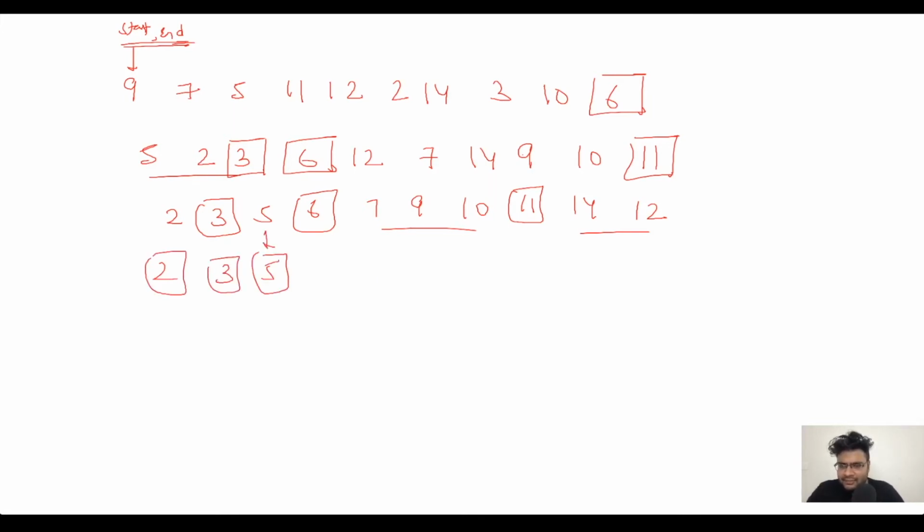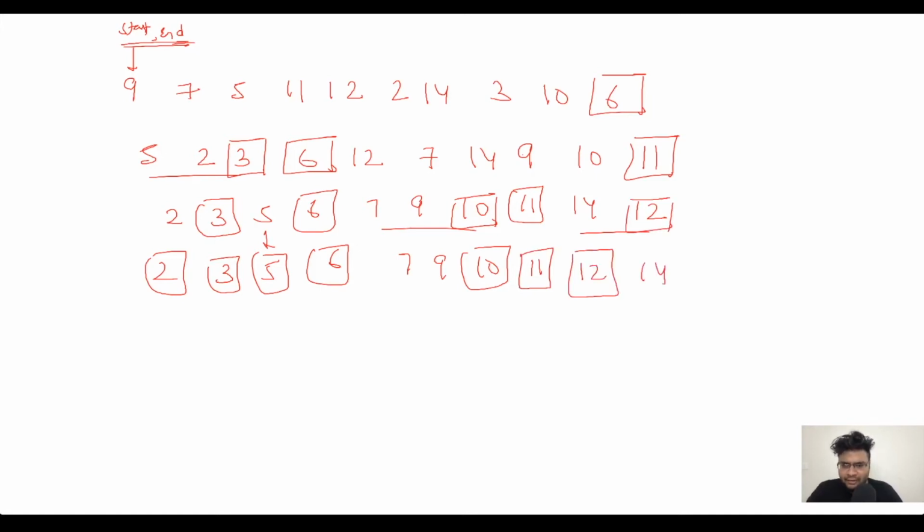This is just a single element, so it will become a pivot in itself. 6 is already a pivot. Here 10 will become a pivot now, so this will become 7, 9, 10. 11 has already become a pivot. Here 12 will become the pivot, so this will become 12 and 14. And 12 is already a pivot.